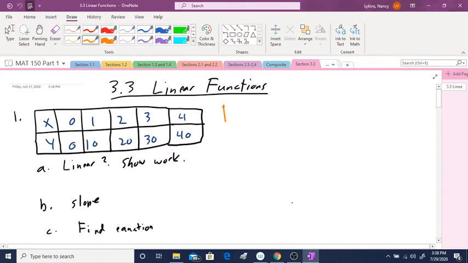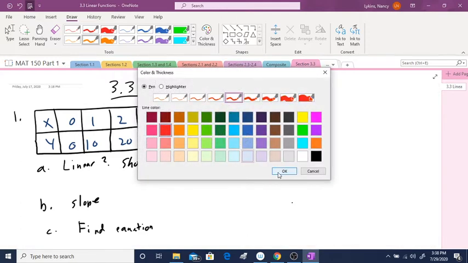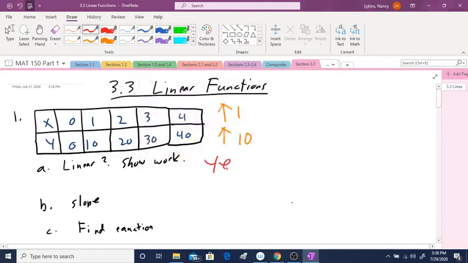What is x doing? It's going up by 1. What's my y value doing? It's going up by 10. So since my x values are all going up by 1 and all my y values by 10, that's showing my work. So I'm going to say yes.